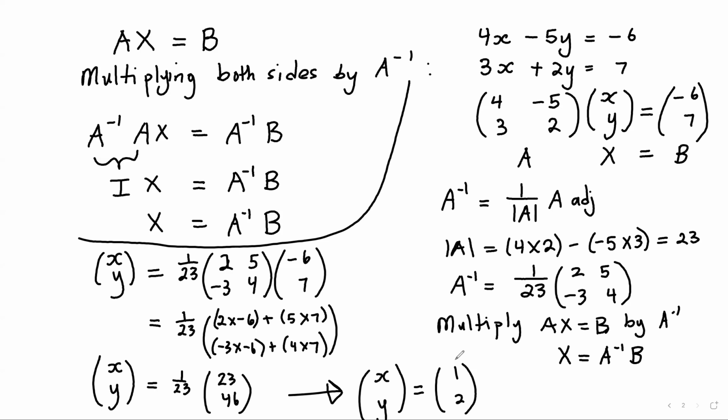Let's do another one. Suppose I had to solve 3x plus 4y is equal to 27, and then 5x minus 2y is equal to 19.